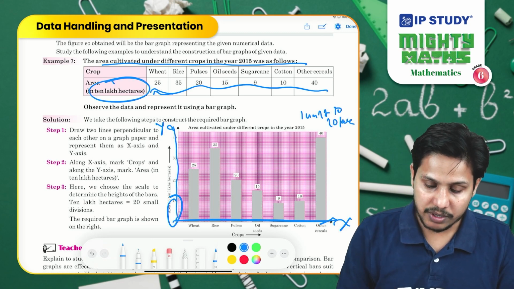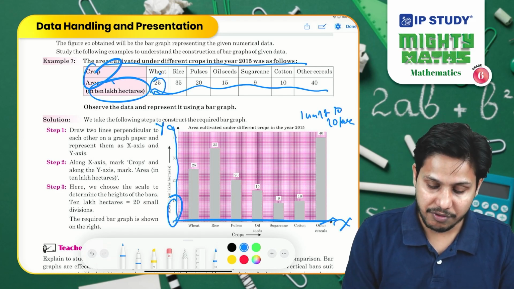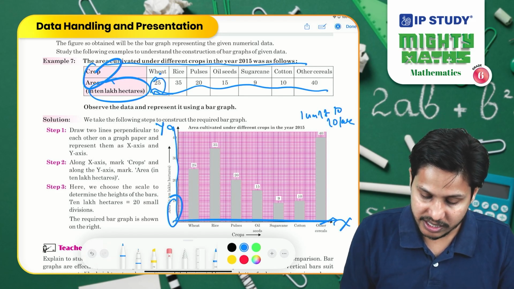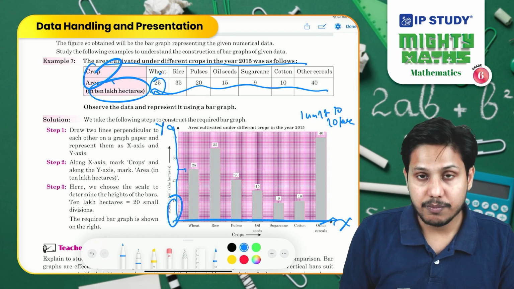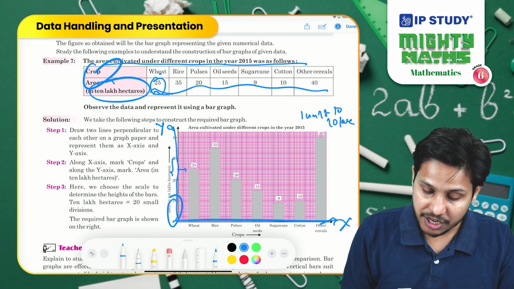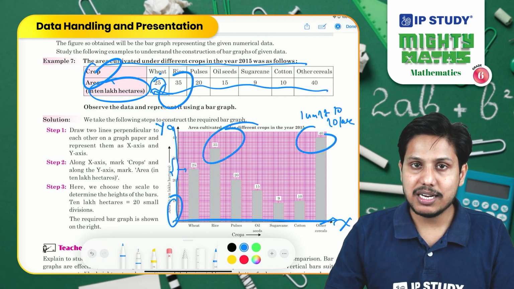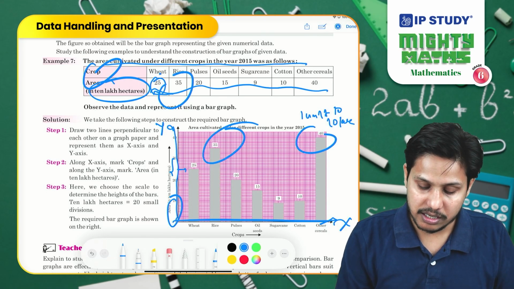Now, depending upon the value of each crop, for wheat we have 25, so we'll represent 25 here in the middle of 20 and 30. Similarly, for each value we can represent the data like this. So these bars are made according to the data that we have.